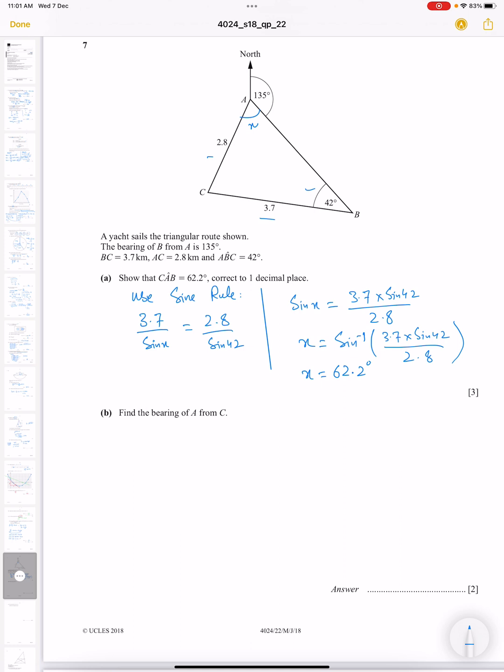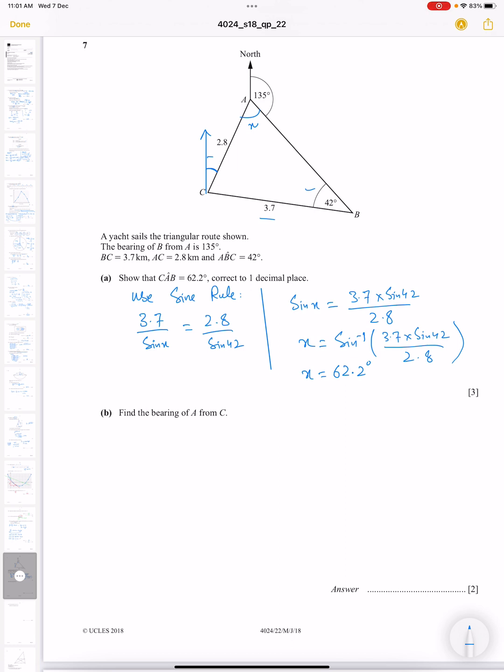The next part, find the bearing of A from C. Bearing of A from C. So we will make a north at C, point C. So this angle will be the bearing of A from C. Let's find out this angle.